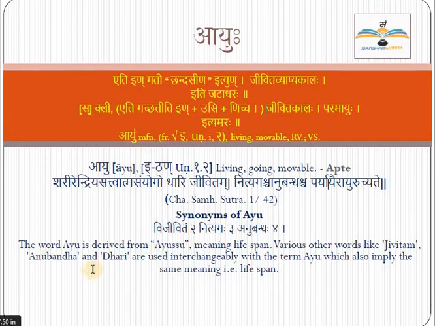Alright. So the word ayu is derived from ayusu, meaning in life, meaning lifespan, and various other words like jivitam, anubandha, dhari, all these words already explained, are used interchangeably with the term ayu, which also implies the same meaning, lifespan. So this is how you can explain in the exam, and in this explanation you can add your own thought, and properly as per the marks asked in the question paper, you should explain in your own words. I hope this one is clear in your mind. Any doubt, please ask, students.